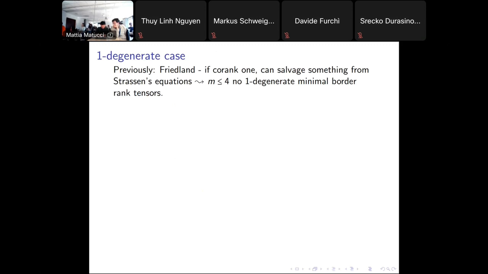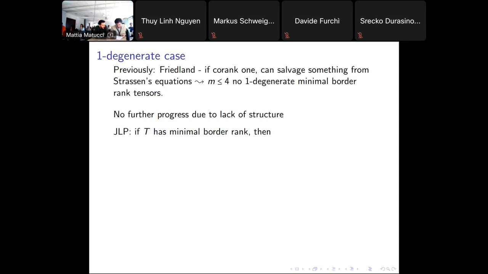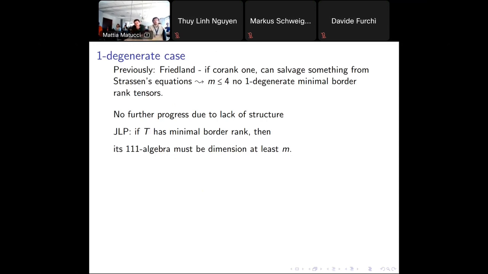Sorry, this was the paper by Shmuel on the salmon problem. Yeah, the same paper. And then after that, there was no further progress because there was no extra structure to hang on to. So there was no way to test if a one degenerate tensor was minimal border, right? And then this 1-1-1 test came, and it gave us an extra necessary condition, but it still was not sufficient. The way I phrase it is due to us, but it's actually due to Bączyński and Jelisiejew when we just say it without the algebra structure.